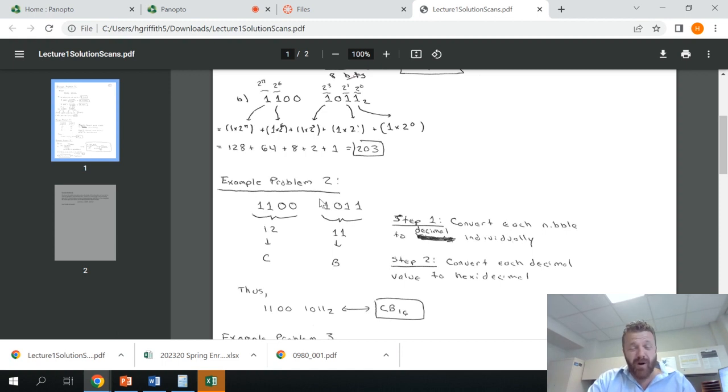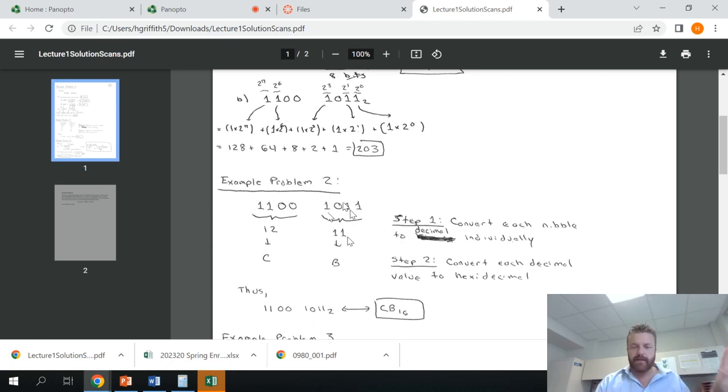So I can start with this nibble all the way over to the right. I'm just going to look at this nibble as if it were in isolation. So the binary number 1011, what would that convert to in decimal? Well, remember, if you're just looking at the nibble in isolation, this is 1, 2, 4, 8. So you have 8, you have 2, you have 1. So that is 11.